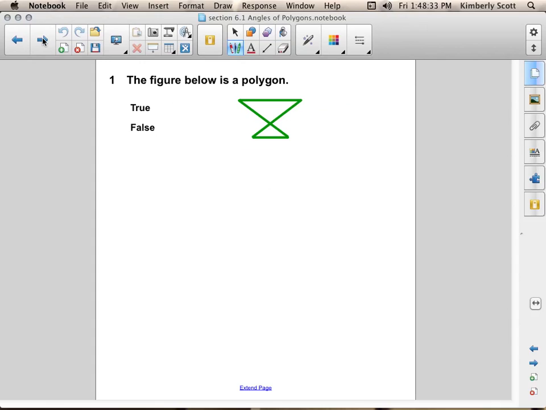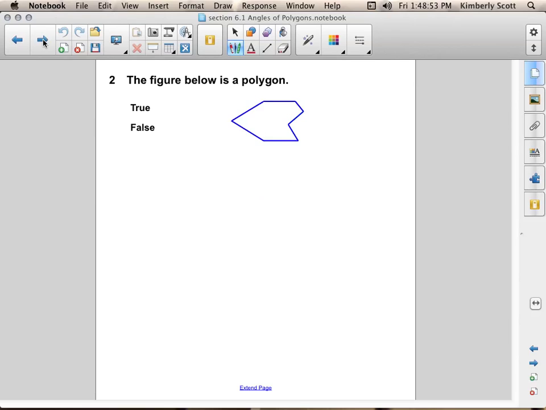Figure below is a polygon, true or false? Well, we've already talked about this exact same one. Because there are multiple intersections right there, it is not going to be a polygon. However, this one would be. Notice they do not touch. As long as they don't touch, you have a polygon.